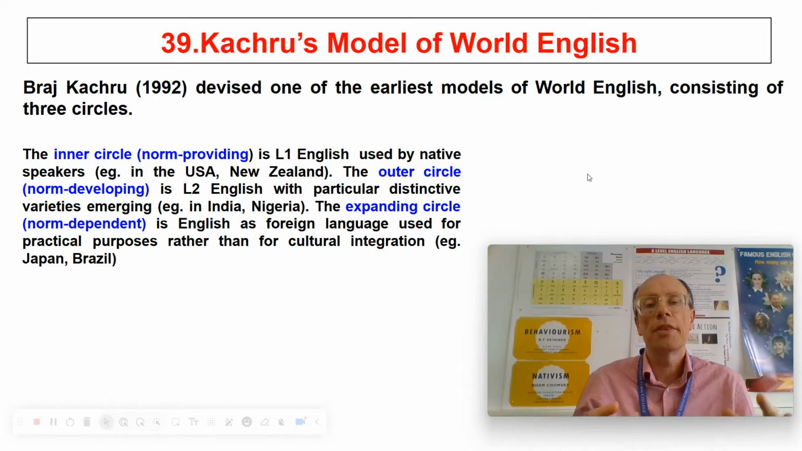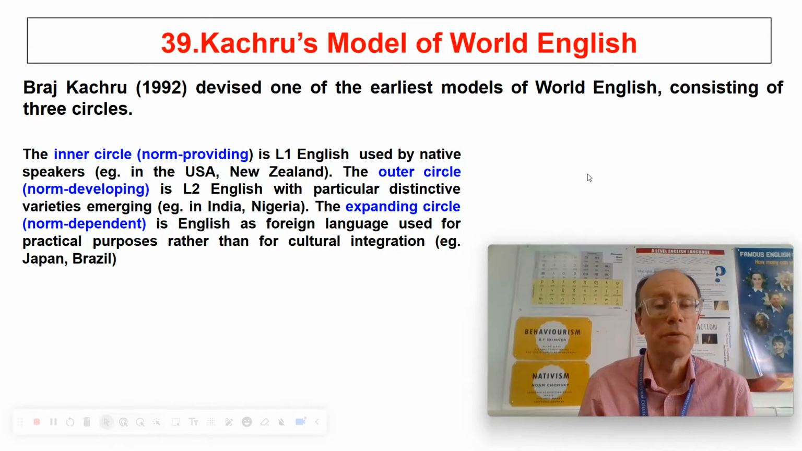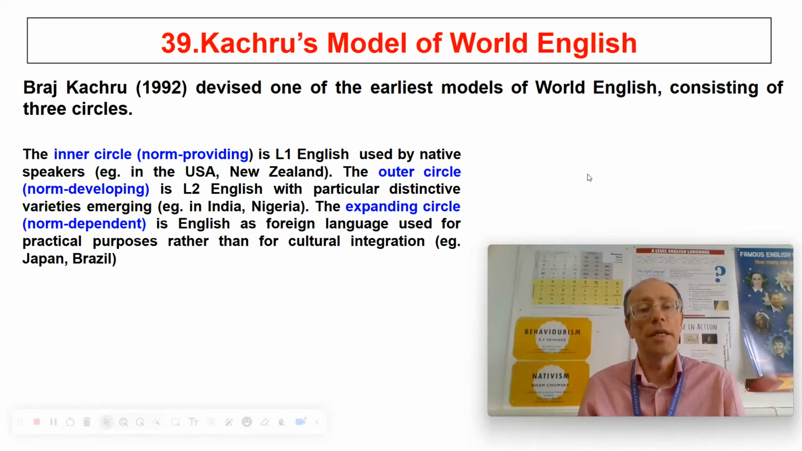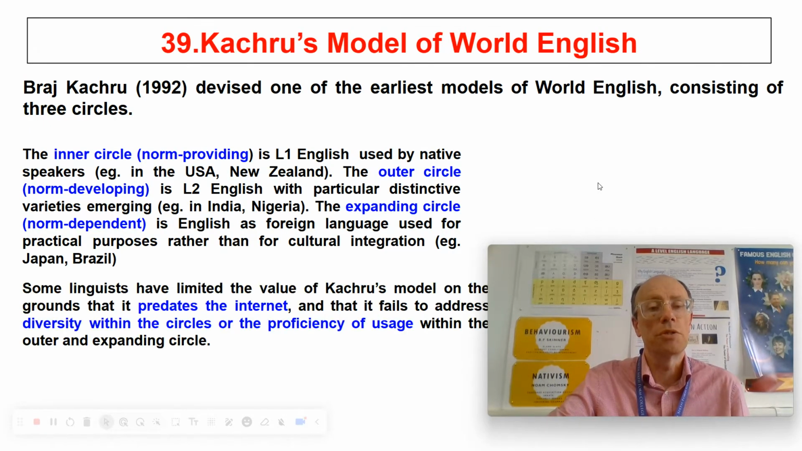Norm developing. And then you've got your outer, it's called the expanding circle, and this is where English is being used as a foreign language for practical purposes rather than for cultural integration. So let's say you are learning English in Japan or Brazil. You are sort of norm dependent in that respect, in the sense that you are learning English from the inner circle kind of standard forms. Okay, so this is the 3 circles that Kachru devised.